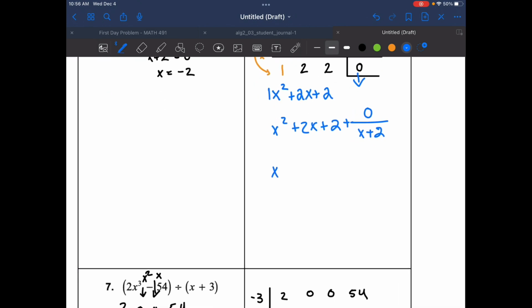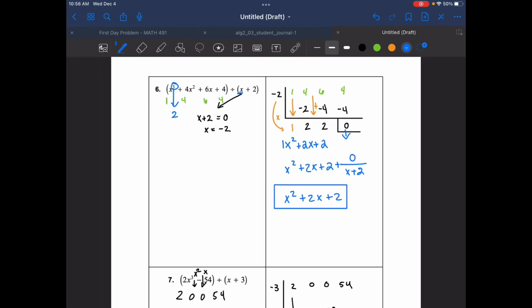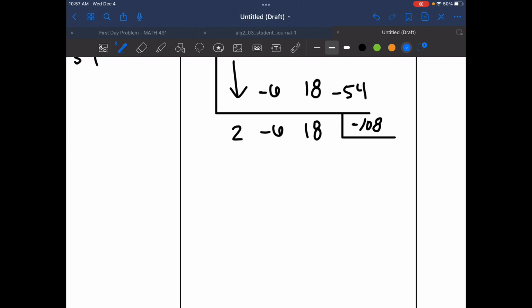Well, 0 over anything is 0, so that's x squared plus 2x plus 2. Now, you don't have to write the remainder over 0 because you know it's just going to be 0, right? So you can just write your final answer right here. So same thing down here.